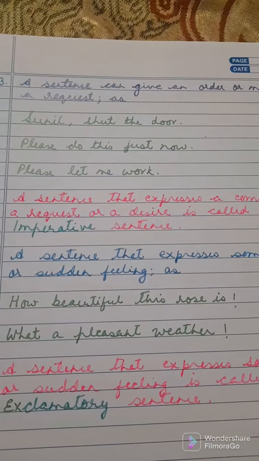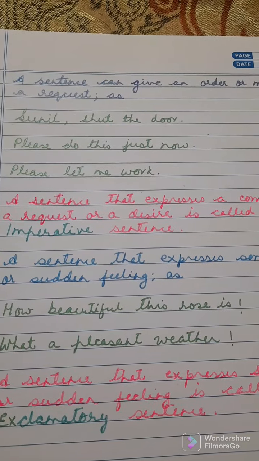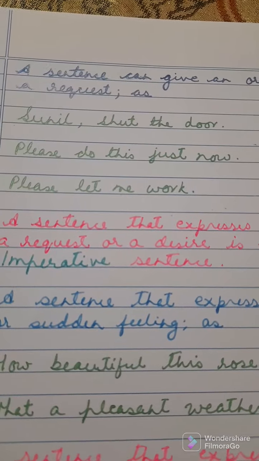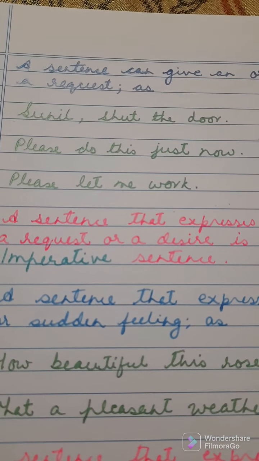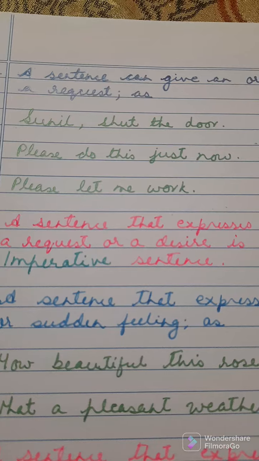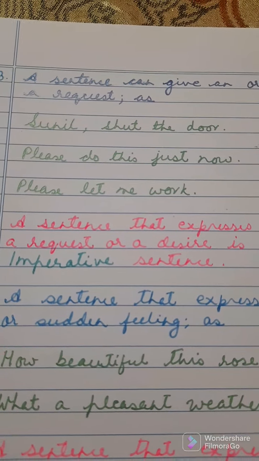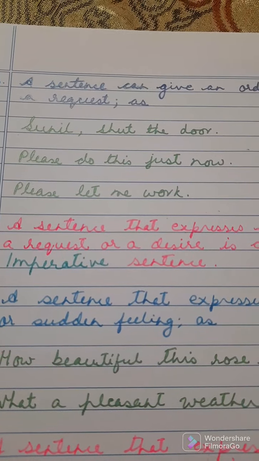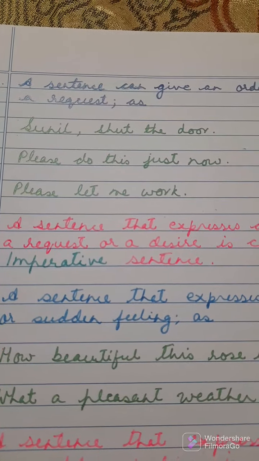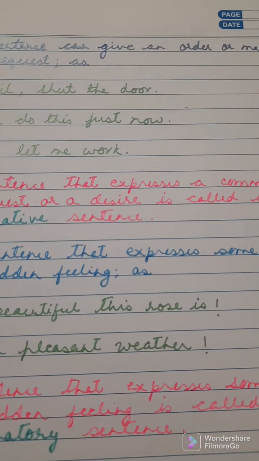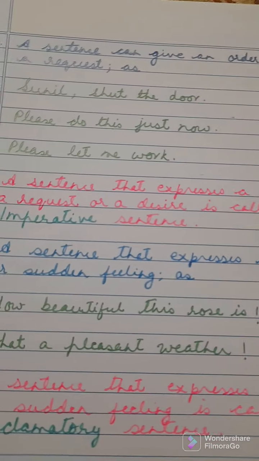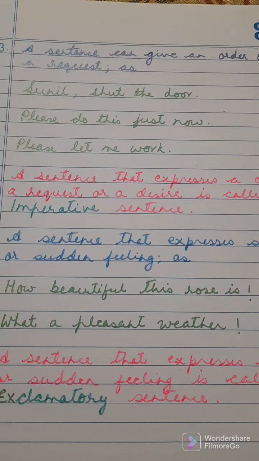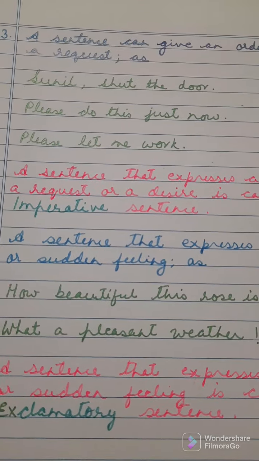The third type of sentence is a sentence that can give an order or make a request. For example, "Sunil, shut the door." This is an order. "Please do this just now." This is a request. "Please let me work." This is also a request. So these kinds of sentences that express a command, a request, a desire, or an order are called imperative sentences.